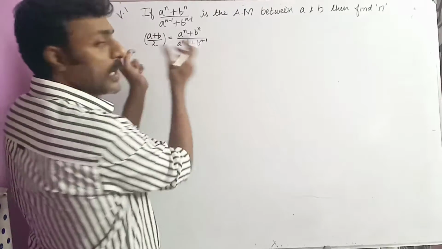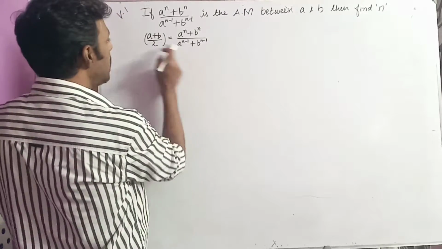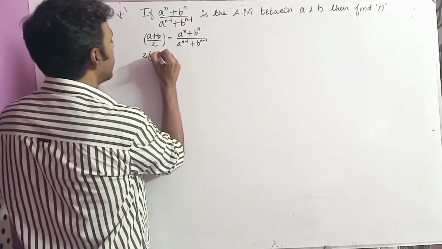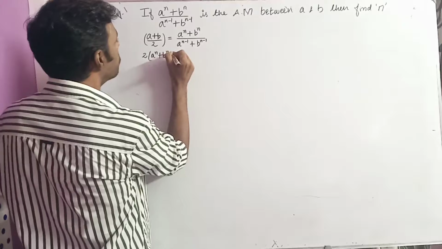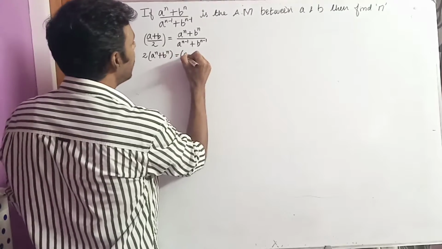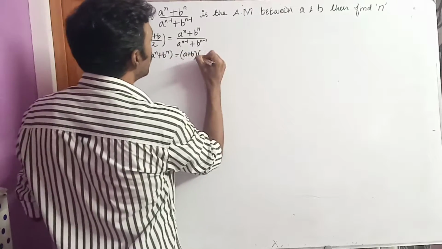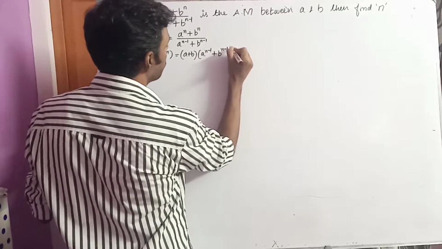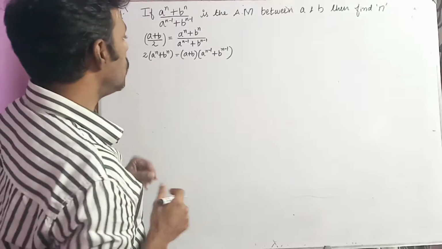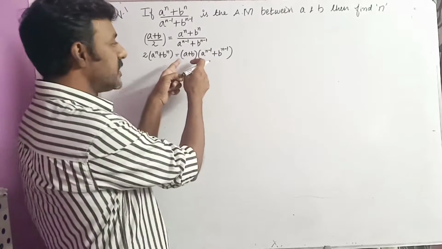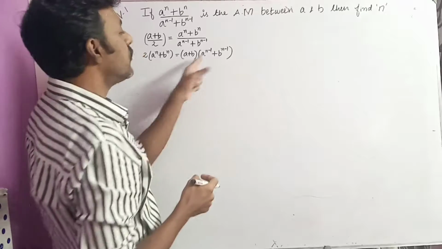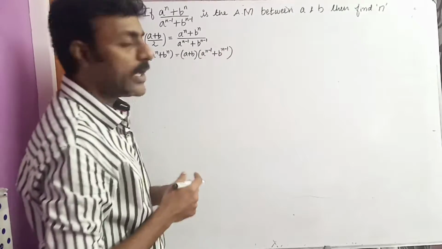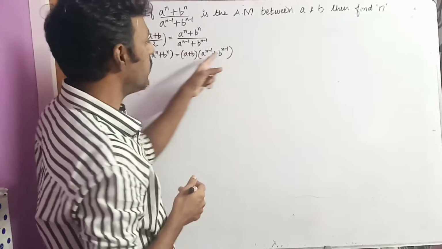Now I'm cross multiplying the terms. If I cross multiply, it will be 2 times (a^n + b^n) is equal to (a + b) times (a^(n-1) + b^(n-1)). Now I'm going to multiply this term with this term. If I multiply, you have these exponential powers of n minus 1, which will be very complicated.